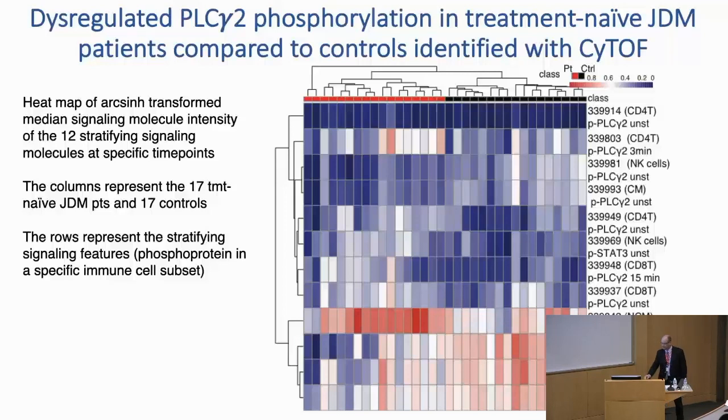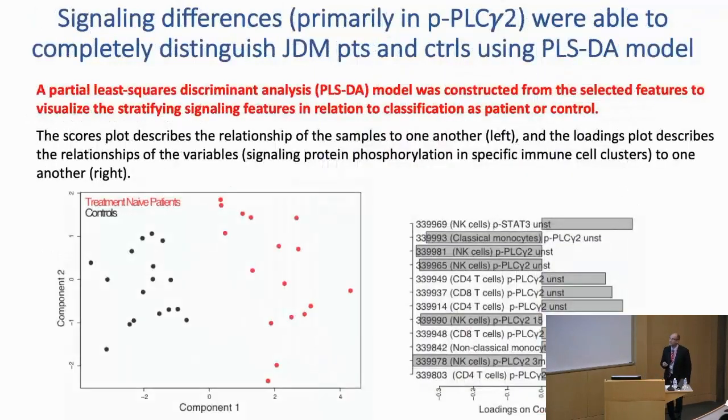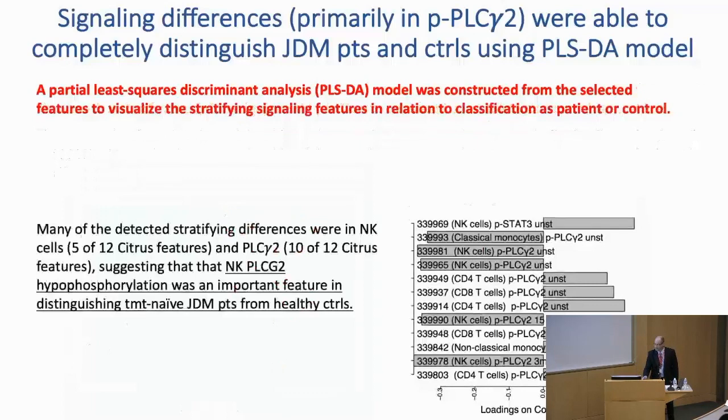the controls. I think this is easier to see on a partial least squares discriminant analysis. So if you look at the scores plot on the left, which shows the relationship between the samples, you can see that the patients in red are completely separated from the controls in black by these 12 stratifying features. If you look at the loadings plot, which is on the right, it shows the relationship between the different variables. And you can see that NK cells made up 5 of the stratifying features. PLC gamma 2 made up 10. But you can see that in NK cells, at every time point, they had decreased phosphorylation of PLC gamma 2.